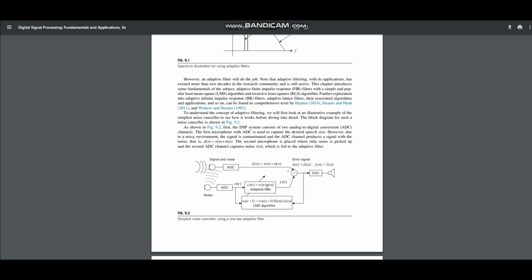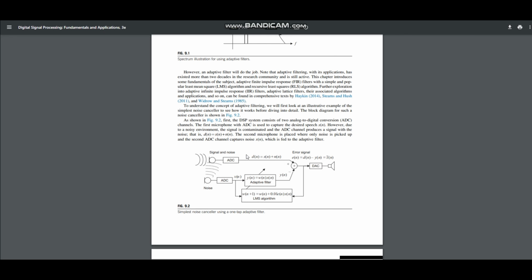If we go into the details, we can see that we have two analog to digital converters, where d is the desired signal with noise. This signal contains both the desired signal, which is denoted by s of n, and the noise, which is denoted by n of n. The aim is to remove the noise component to recover the clean signal. Whereas x of n is the reference noise, a noise signal that we want to cancel out. It is then fed into the adaptive filter.